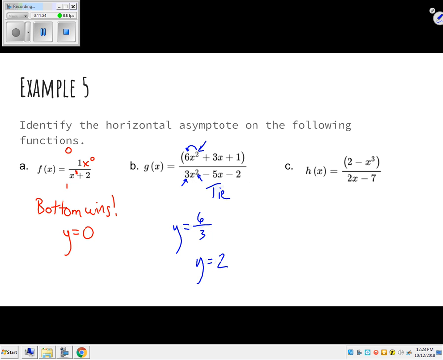Oh, I like C. Now careful, I put the x cubed back here. So the top still wins, even though the x cubed is back here. If you need to rewrite this in order, please do so. Now I definitely see the top wins. Degree of the top is 3, degree of the bottom is 1. Top wins, there is no horizontal asymptote. That doesn't happen a whole lot when we start graphing. It might happen some.